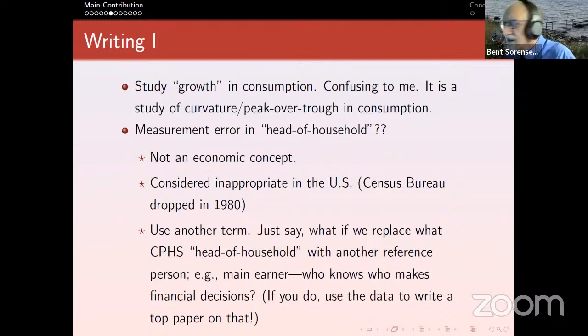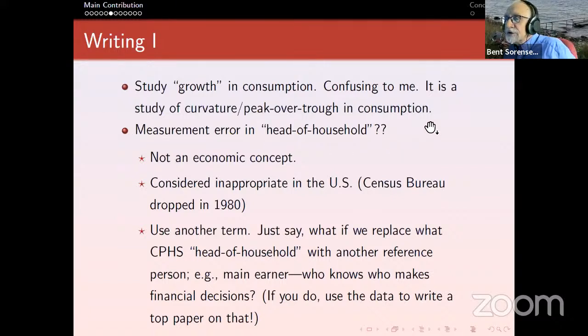In terms of the writing, some of it could be improved for the uninitiated. It's really abstract. It talked about growth in consumption, and that confused me quite a lot. If from the start you said that you're basically looking at the peak over trough or something like that, or estimating the curvature of the life cycle profile, that would be easier.